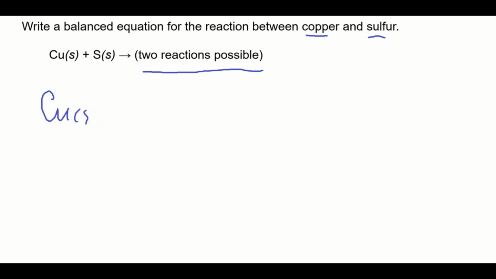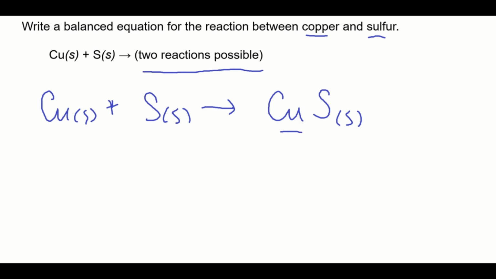We have copper solid, and that's going to react with sulfur, and that's going to form a compound of copper and sulfur. And even though the electronegativity difference here is not greater than 2, on your test, if you see a metal and a non-metal compound, you can assume that it's a solid if it's at room temperature.